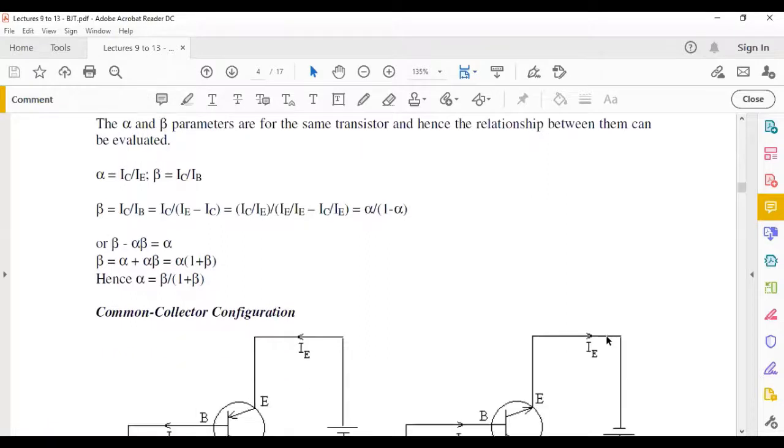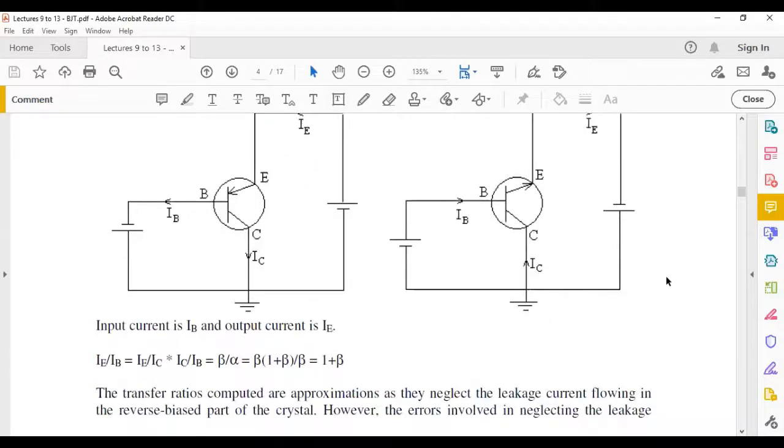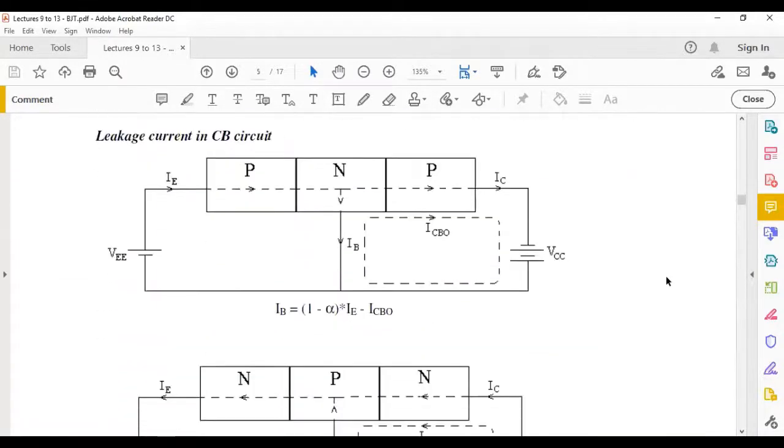Now the common collector configuration we won't consider because it's not very much used. So don't worry about the common collector. You can read about it later if you want. It's not a configuration which is used at all, so we are skipping this one.